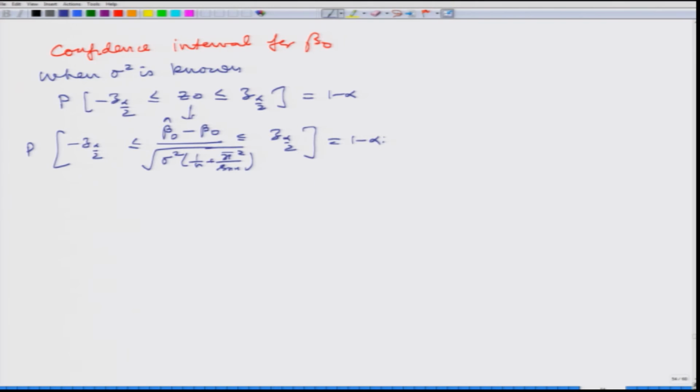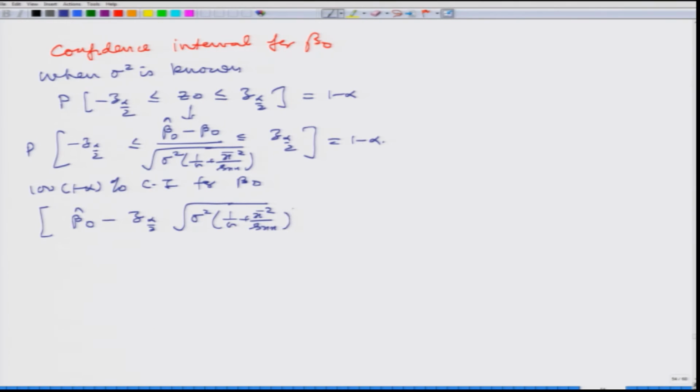And if you solve it for beta 0, then we get the 100(1 minus alpha) percent confidence interval for beta naught as beta hat naught minus Z alpha by 2 square root of sigma square times 1 over n plus x bar square over Sxx, to beta 0 hat plus Z alpha by 2 square root of sigma square times 1 over n plus x bar square over Sxx.